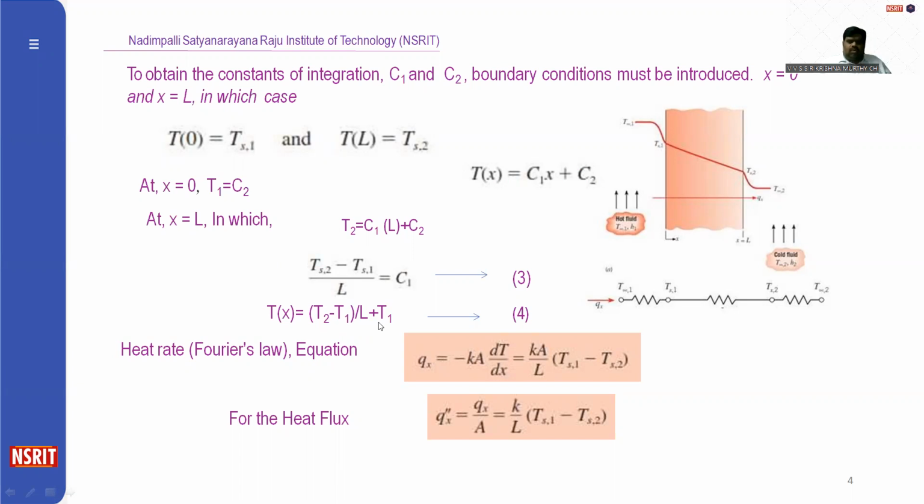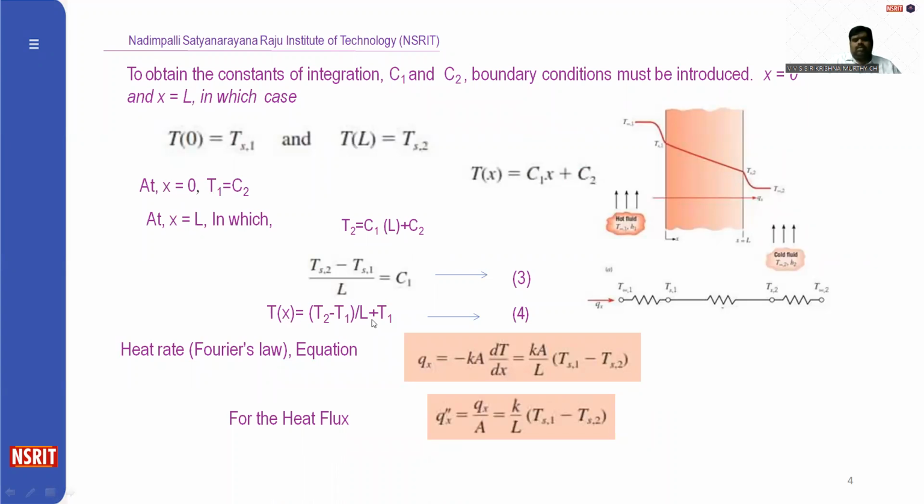Now if you want to know the temperature at any position, suppose the length of the element is 4 centimeters and you want to determine the temperature at 2 centimeters distance, I can substitute in T of x: the outlet temperature minus the inlet temperature, divided by the total length, times x, plus T1, the inlet temperature. So I can find the temperature at any point.